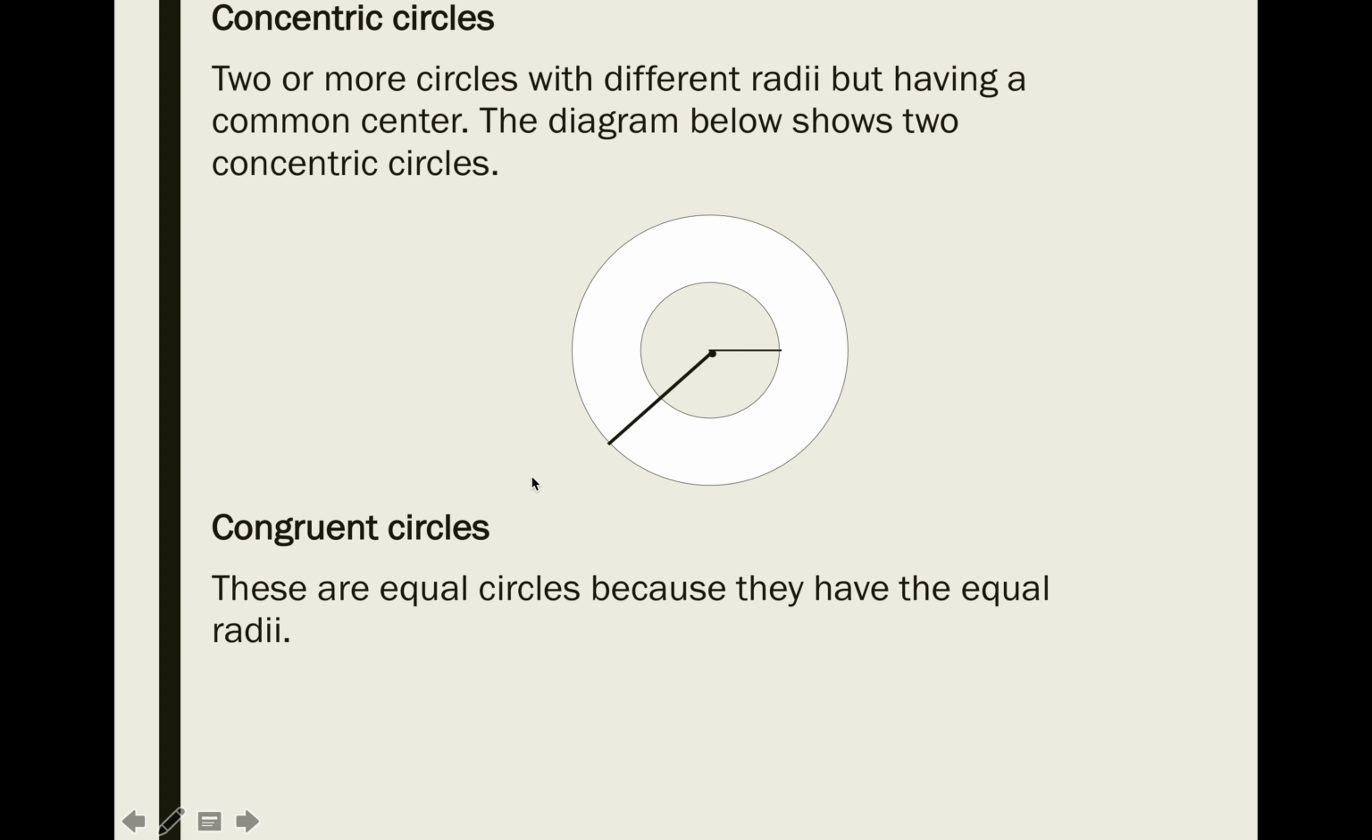Congruent circles are ones that have equal radii. So if this radius and this radius were the same, they would be congruent circles.